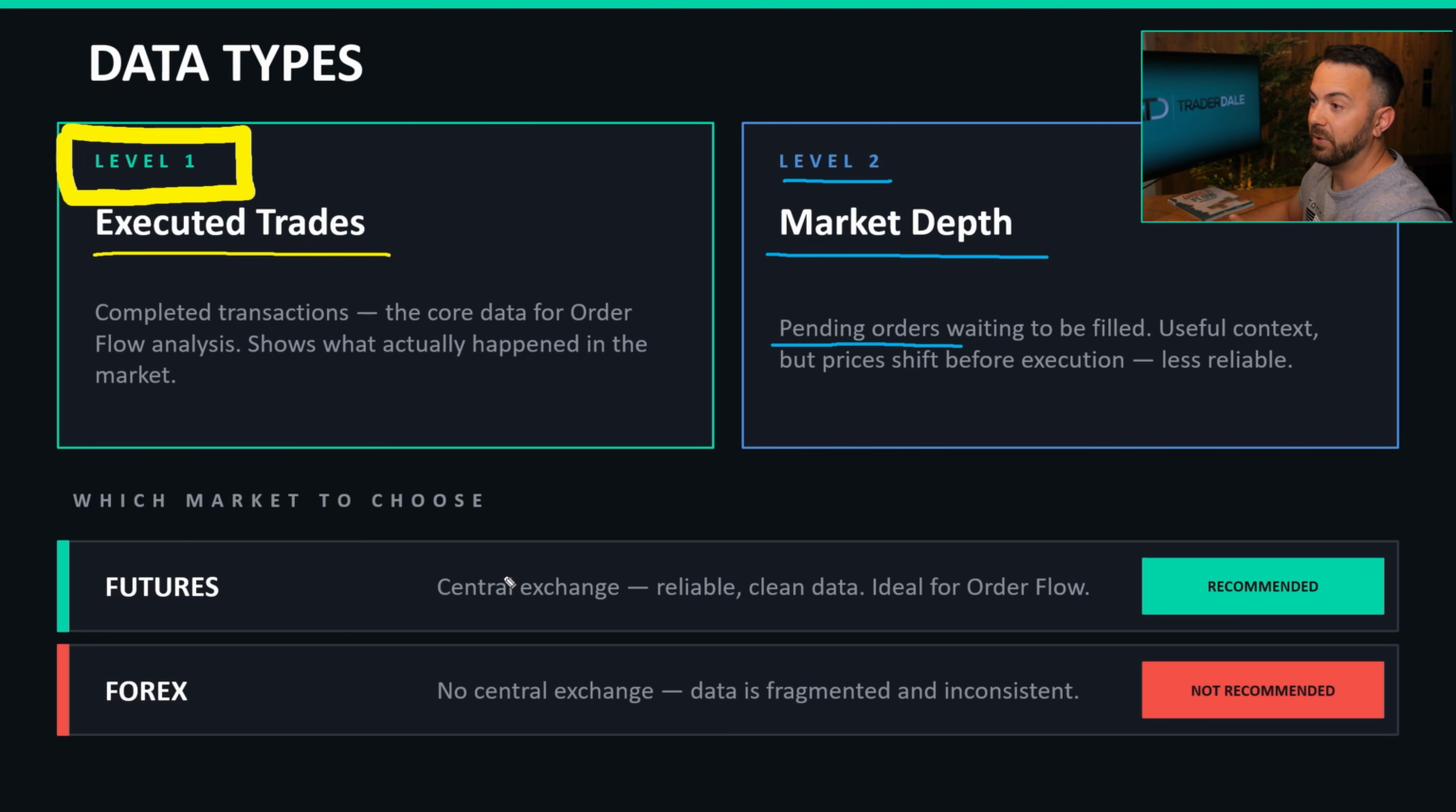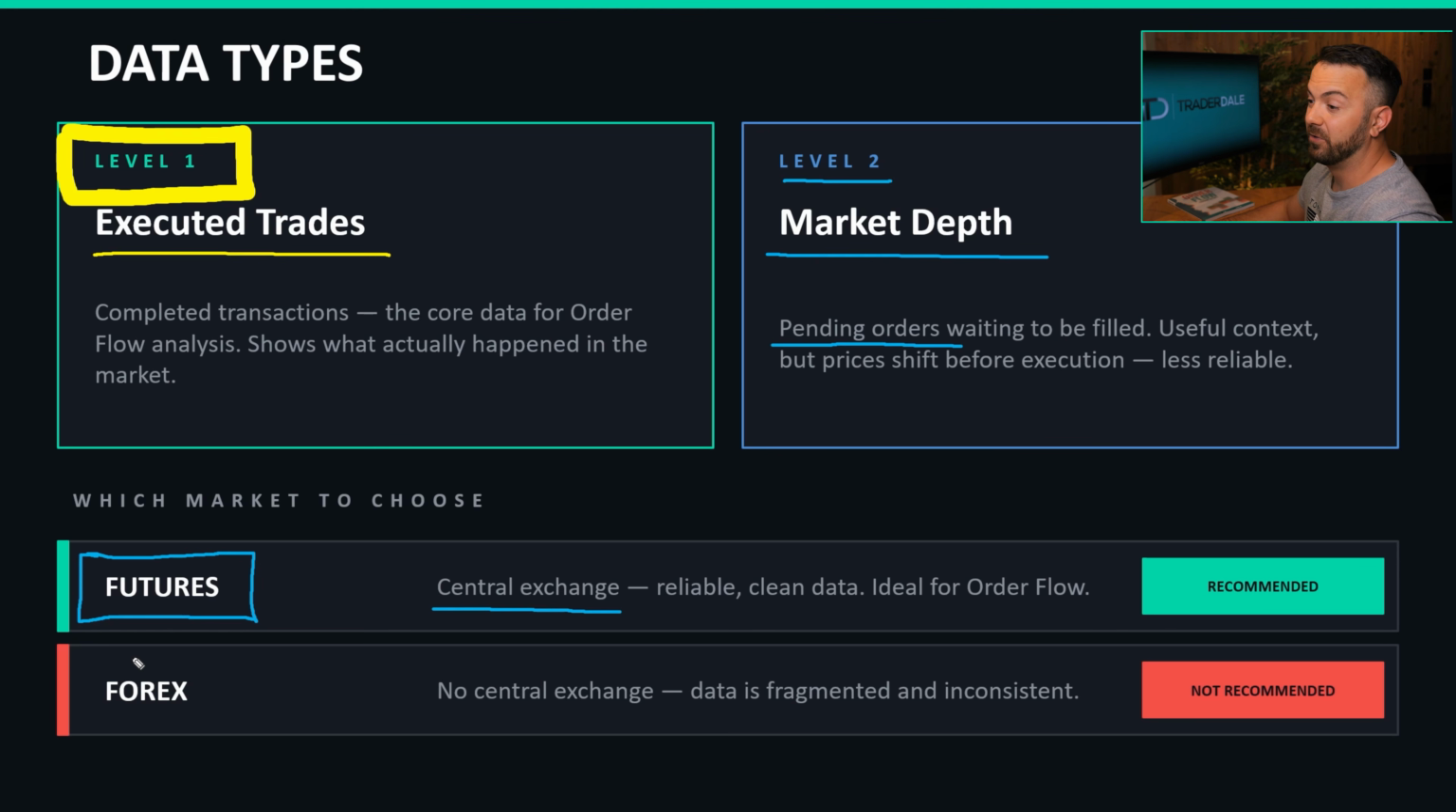Now, as I was saying, preferably you will be trading futures. The reason why I want you to trade futures is because futures is centralized. They are traded at a central exchange. That means that everybody on the planet, every trader, anywhere, sees the same data as you, the same volumes, the same prices, the same stuff, right?